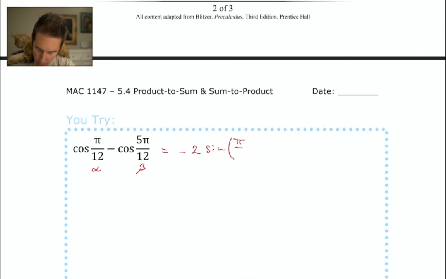I think I said pi over 4 because it was 6 pi over 12, pi over 2, pi over 4, yes. And then this turns out to be the sine of, I said negative pi over 4, which was negative pi over 3, which becomes negative pi over 2.